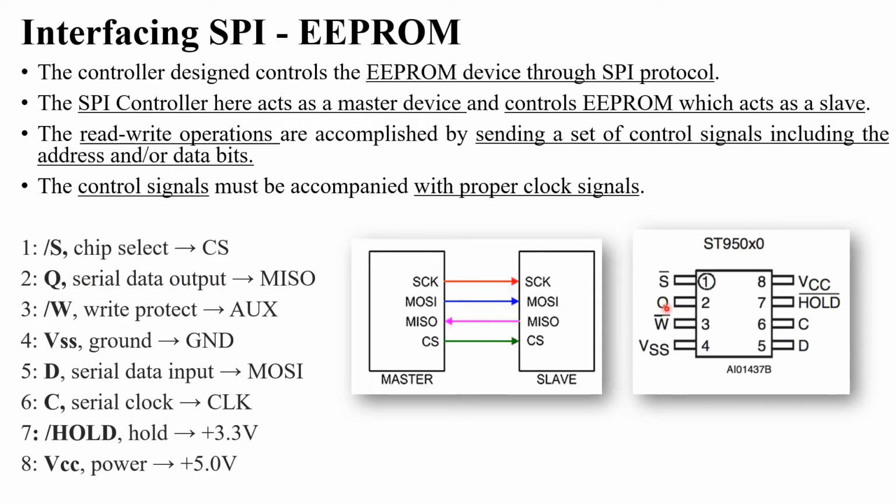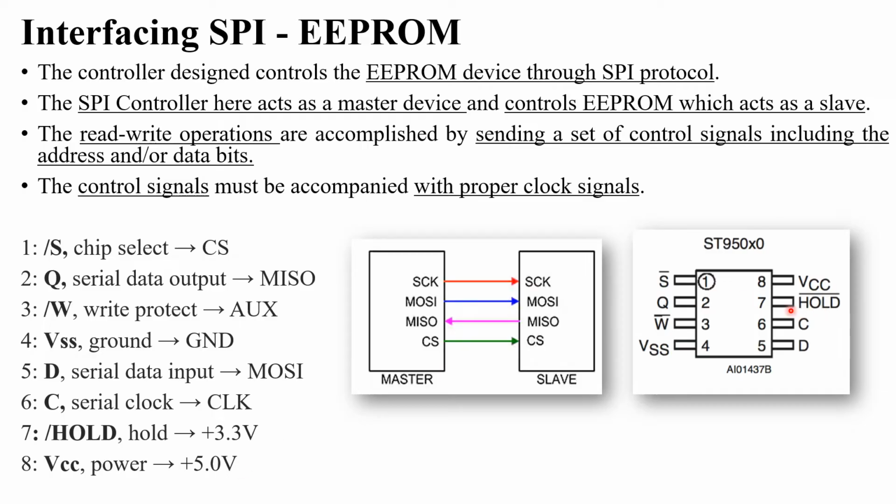So this Q pin is connected to the MISO pin, that is master in slave output, for interfacing purposes. W bar is write protect. This is an auxiliary pin because we need to perform different read and write operations on this memory, that is the W bar operation. VSS is connected to the ground. VCC means positive power supply, that is plus 5 volt.